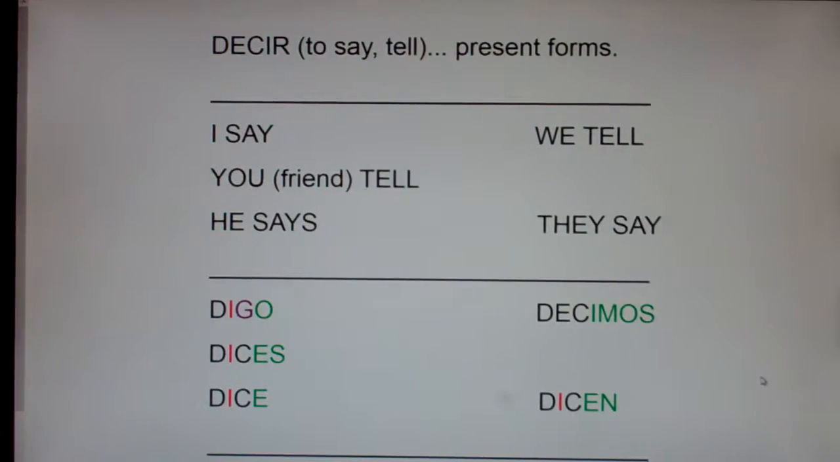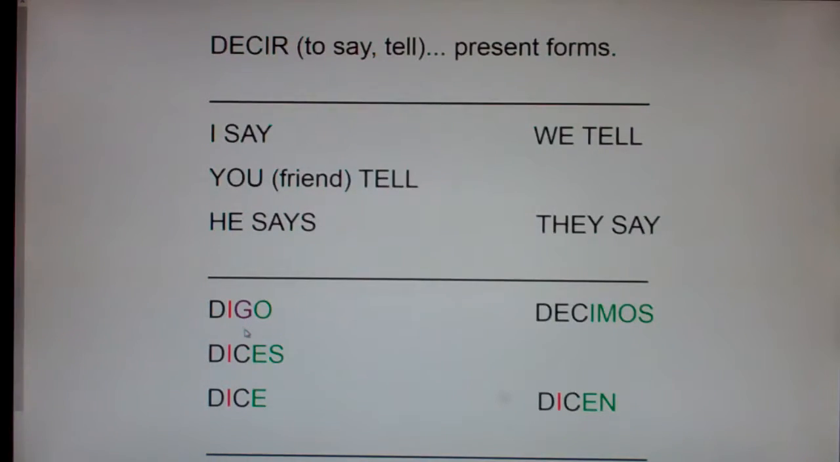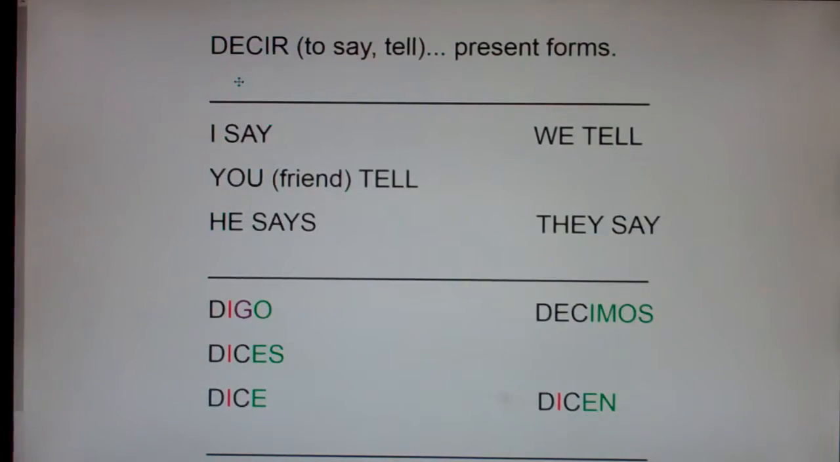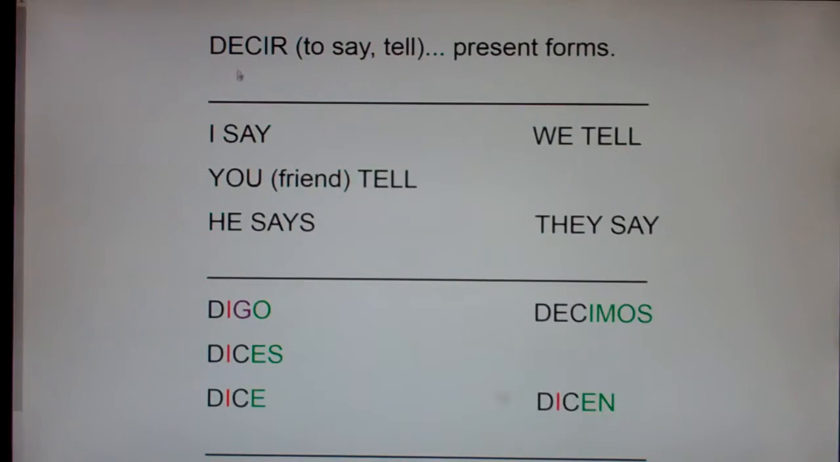Now not only is it a boot verb, it's also a G verb, okay? Now what's the only form of decir that has a G in it? The yo form. It's like tener turned into tengo, poner turned into pongo, hacer turned into hago. The only form of a G verb like tener, decir, venir, that changes is the yo form, okay? So this is doubly irregular. It's a boot verb where the E turns into I, and it's a G verb.